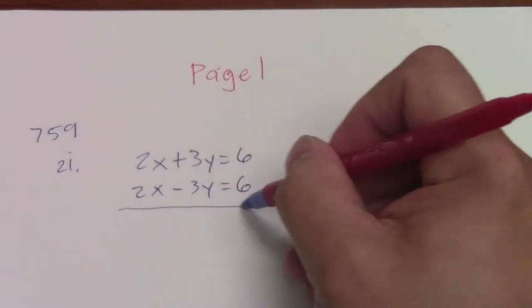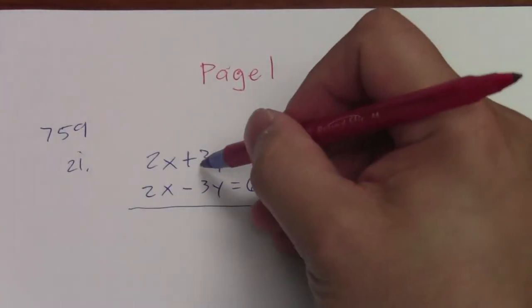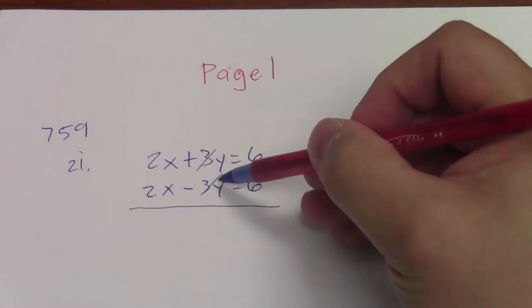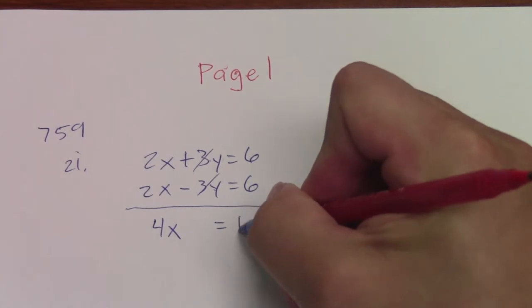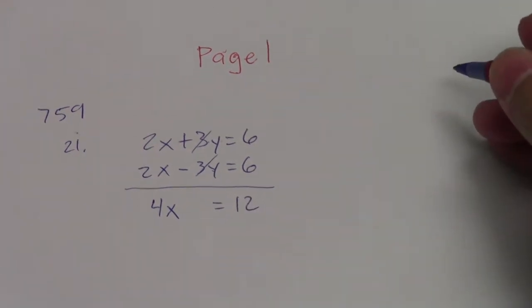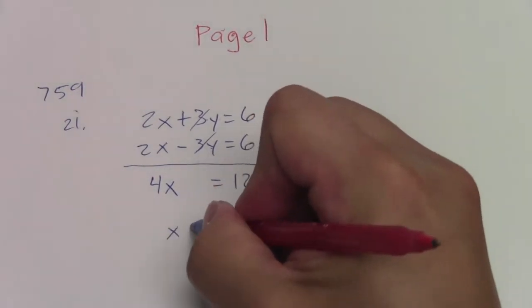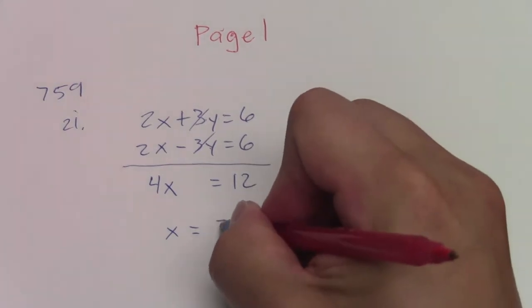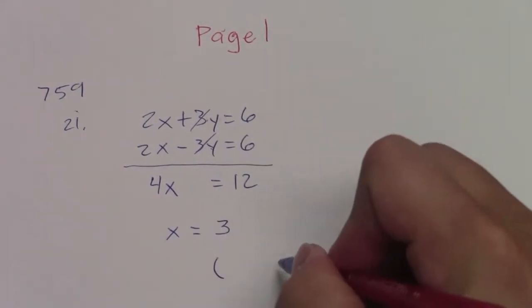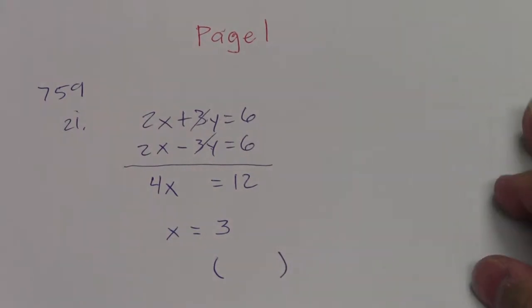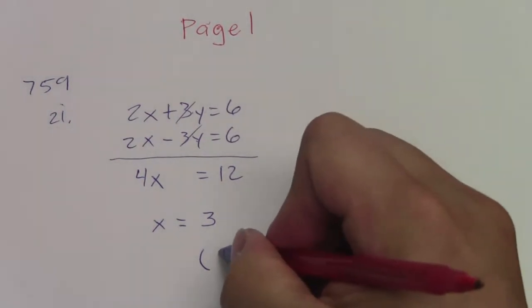If I wanted to, I could just do this. These cancel out because 3y and negative 3y cancel. I'm left with 4x equals 12, and then I can go ahead and solve. So x is equal to 3, all right? And then I'll put this in coordinate form. So x goes first.